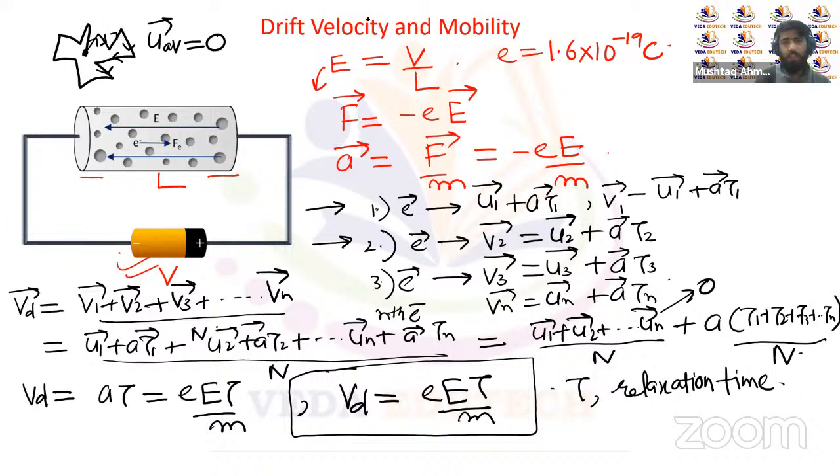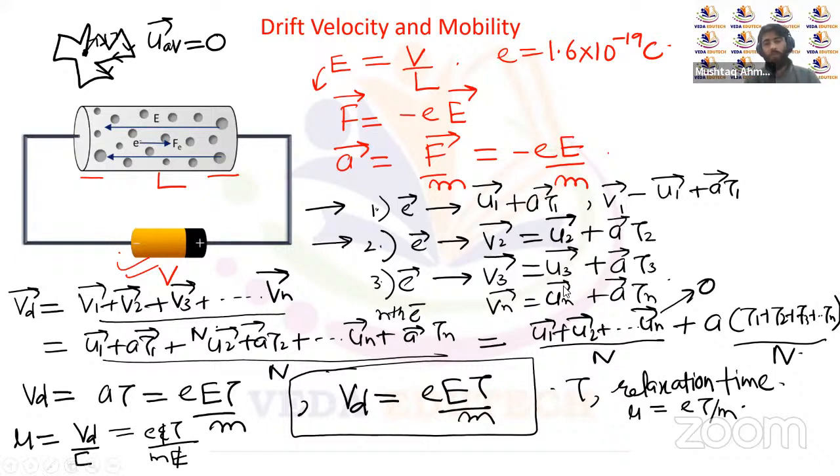So this is the relation between drift velocity and electric field. Then there is another term we call mobility. Mobility is defined as the drift velocity per unit electric field, that's Vd upon E. We can write this as eE tau upon m divided by the electric field E. So E will get cancelled, and we'll be left with mobility equal to the charge of electron multiplied by the relaxation time upon m. This is the mobility of the electron.